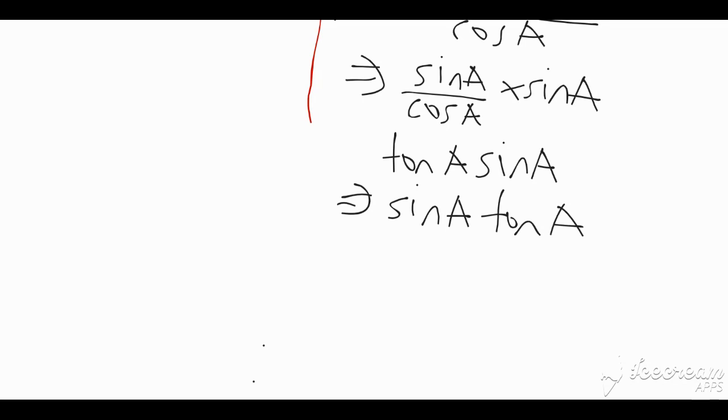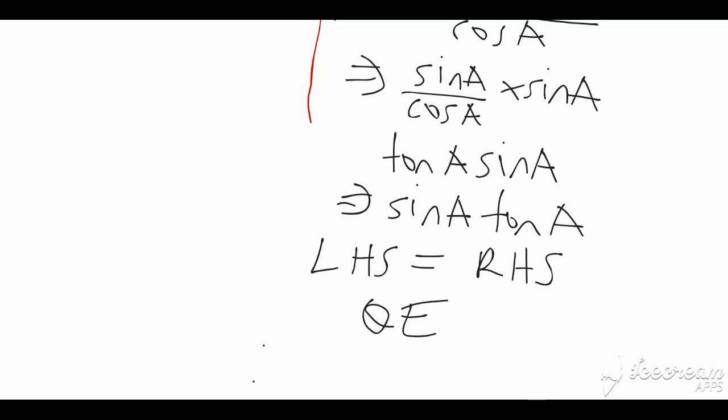Whenever we conclude a proof, we must have a concluding statement. So here I could say that the left hand side is equal to the right hand side, QED. This tells me that the proof has been concluded and I've gotten what I'm supposed to get.